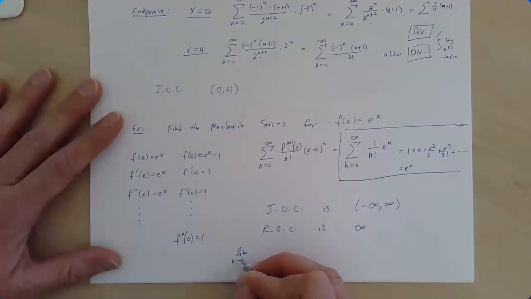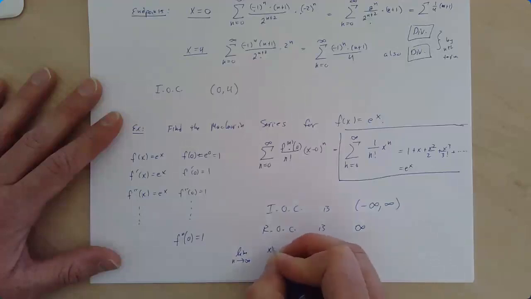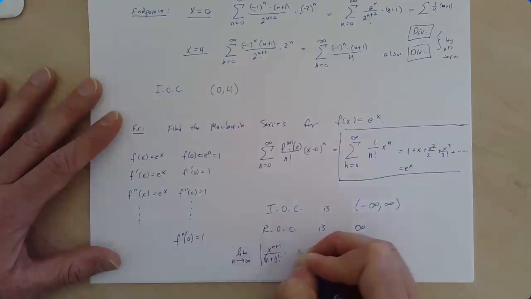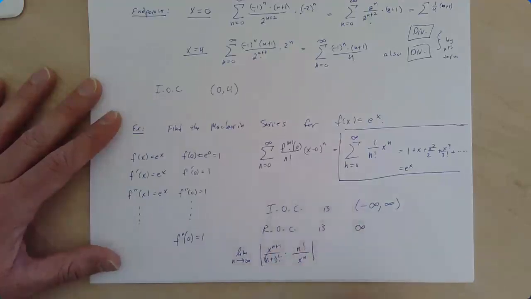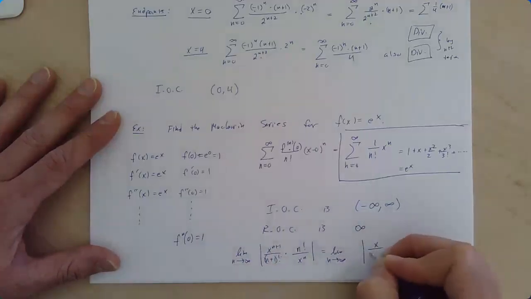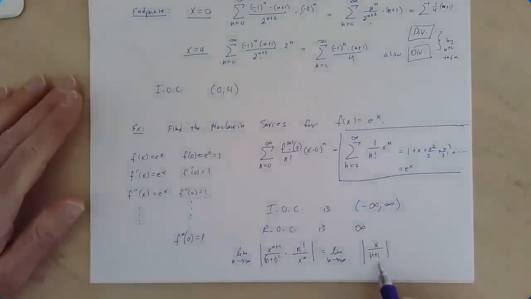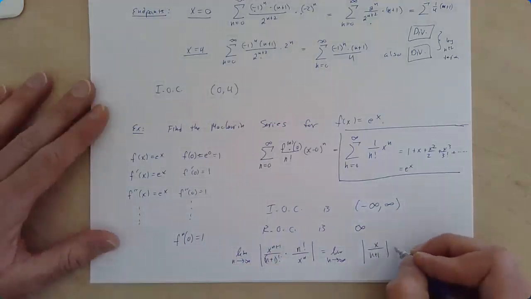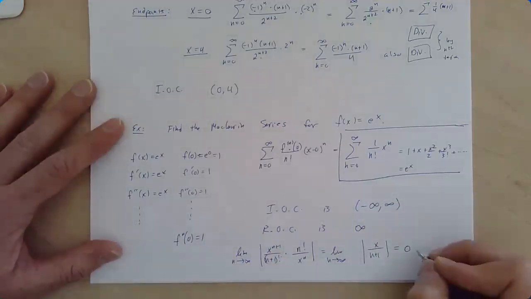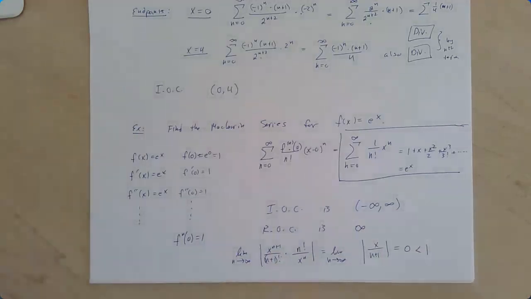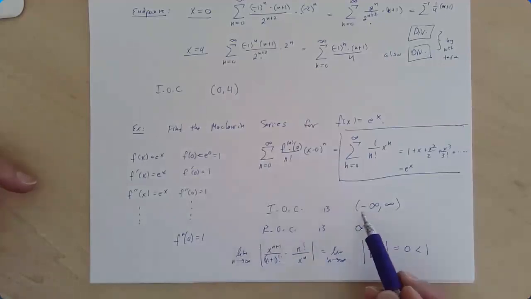So I'm going to do the limit as n goes to infinity of x to the n plus 1 over n plus 1 factorial times n factorial over x to the n. And when we simplify this, we end up with just x over n plus 1. But x is just a real number, and the denominator is getting infinitely large, so this limit's always going to be 0. And that's always less than 1. So no matter what value of x we pick, this series will always converge, which is why the interval of convergence is everything.